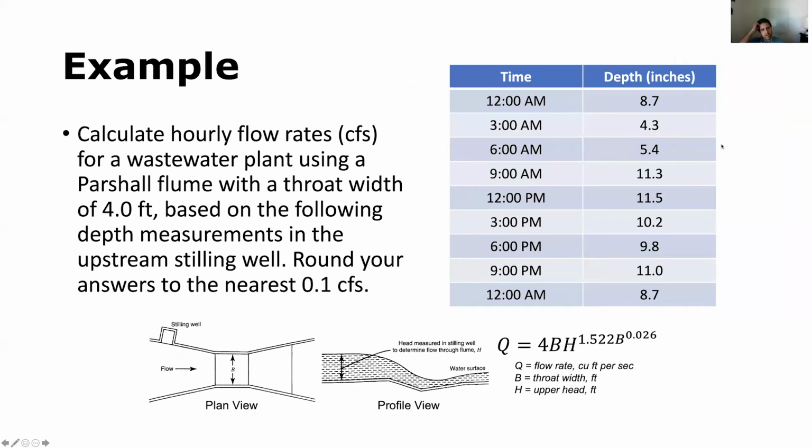All right, let's do an example problem. Calculate the hourly flow rates for a wastewater treatment plant using a partial flume with a throat width of 4 feet based on the following depth measurements in the upstream stilling well, and round your answers to the nearest 0.1 cubic feet per second.